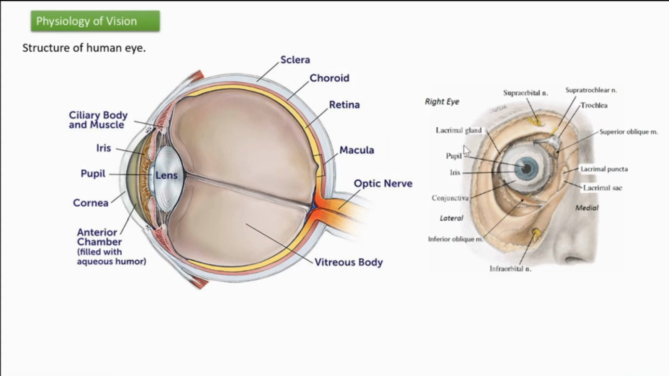And one more thing I missed telling you is about the location of the eye. It is actually located in the socket present in the skull, right? And in that socket, the eyeball's movement is regulated by six sets of extrinsic muscles.